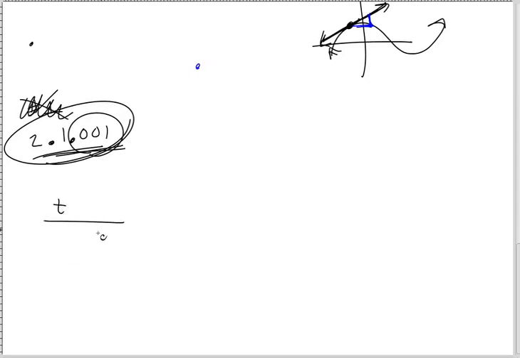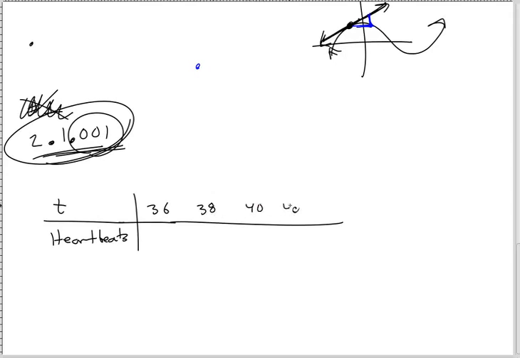I got T, and then I've got heartbeats. And sorry for the terrible handwriting. You're going to have to put up with it for the rest of the semester. That's just part of it. So I got 36, 38, 40, 42, 44. These are times. And then they give me some really big numbers: 2503. Sorry, I first said 5203. Dyslexia, it happens to everybody. 2645, 2785, 2919, and then I got 3050.